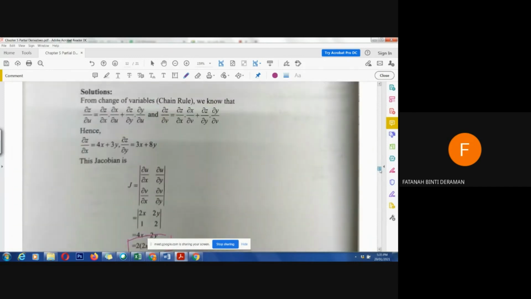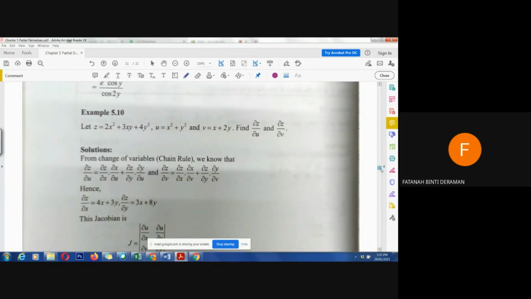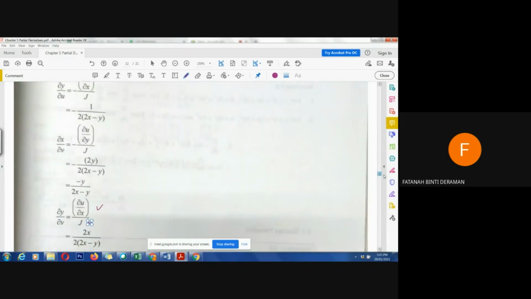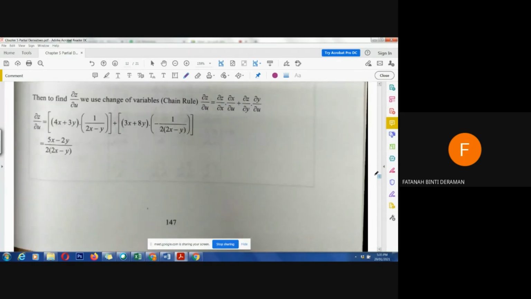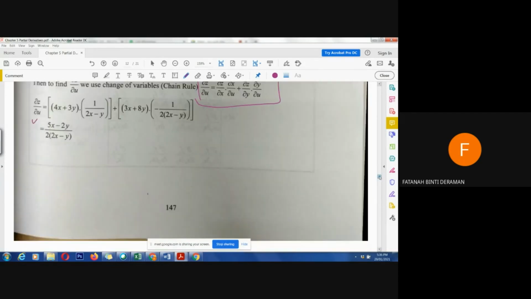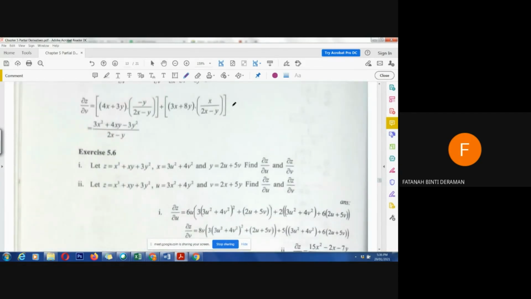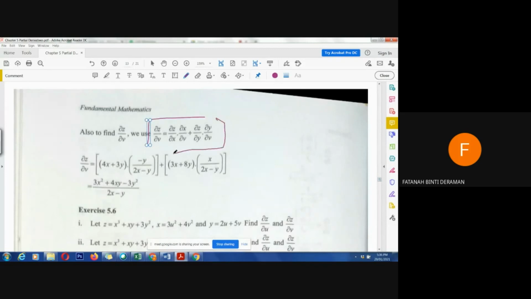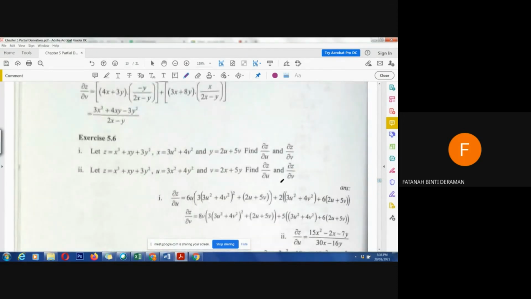So the question here, find dz/du. We will get dz/du if we use the chain rule, by using this formula. Everything in the formula, we differentiate with respect to x, y, and u, then we put it here and simplify. We will get dz/du, and then another part is dz/dv. It's the same formula, just more work, and that's why we call it calculus. Also, you can try the similar thing at home.